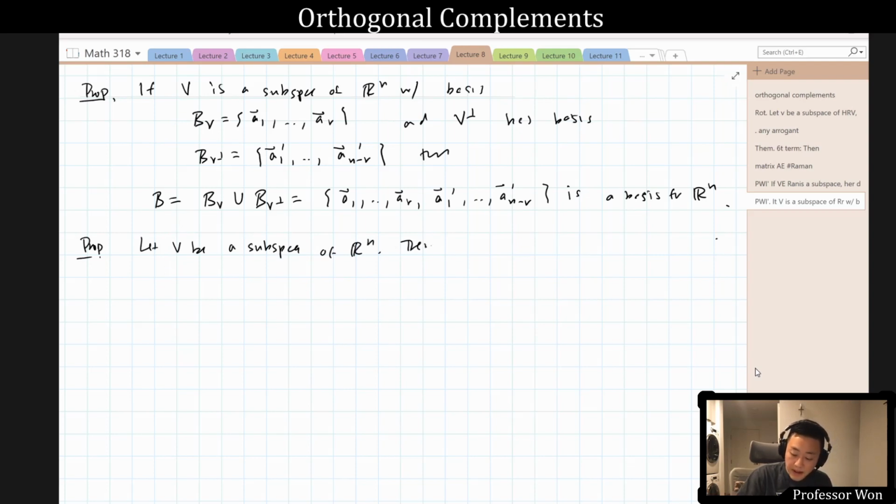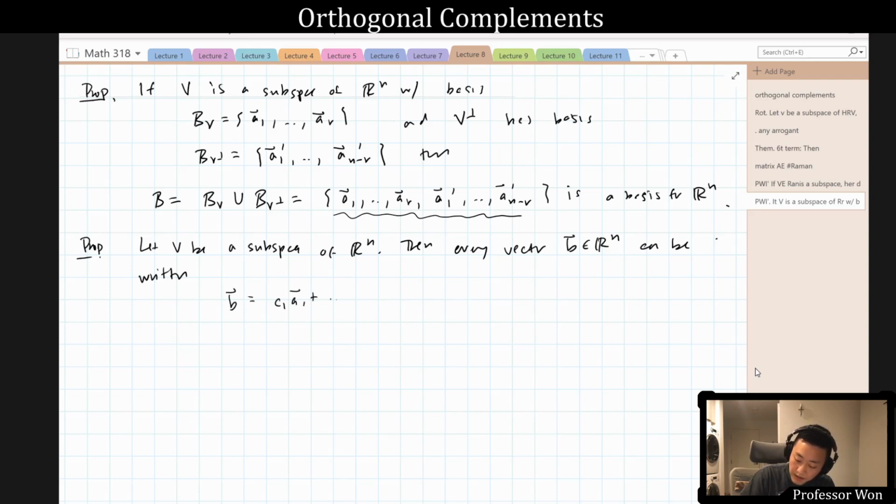Okay, then every vector B in Rn can be written, of course, as a linear combination of this basis. Right, so I'm really extending the previous proposition. It can be written B is equal to C1 A1 prime up through CR AR prime plus C1 prime A1 prime plus Cn minus R prime A n minus R prime, right? In other words, you can write every vector in Rn as a linear combination of these basis elements.